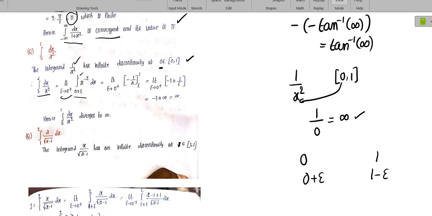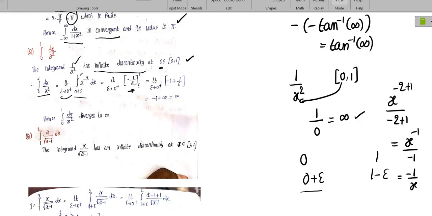Here I have an infinite discontinuity at 0. That's why I am writing 0 plus epsilon. 1 by x square can be written as x power minus 2. Now I am using the power formula to integrate x power minus 2. That is x power minus 2 plus 1 by minus 2 plus 1. This is equal to x power minus 1 by minus 1, that means minus 1 by x. So the integration of x power minus 2 is minus 1 by x.